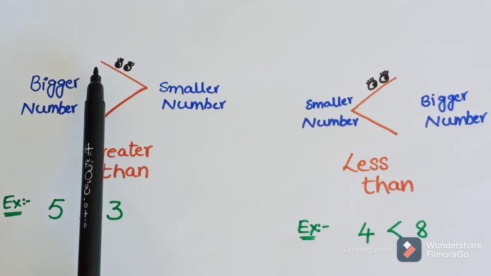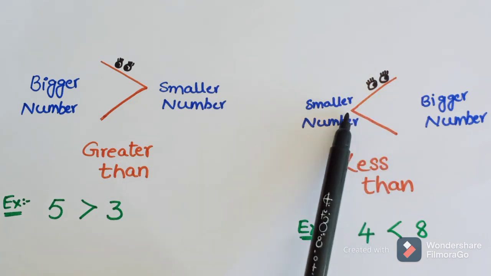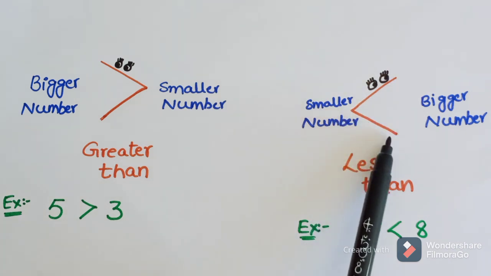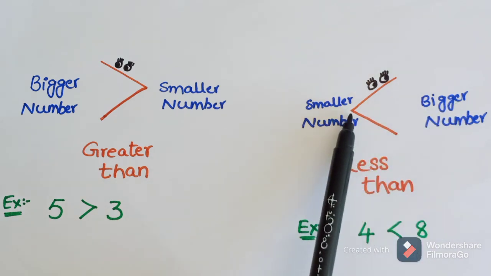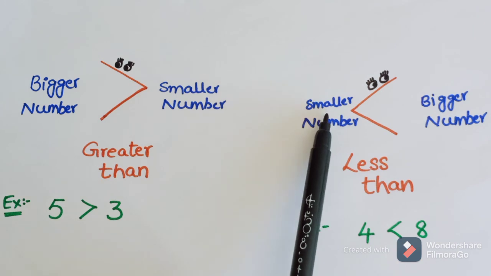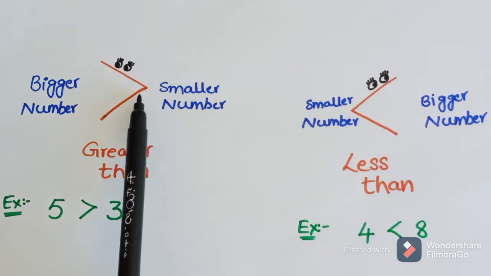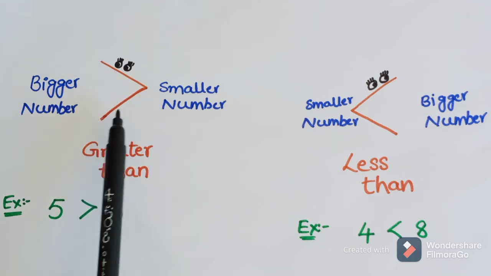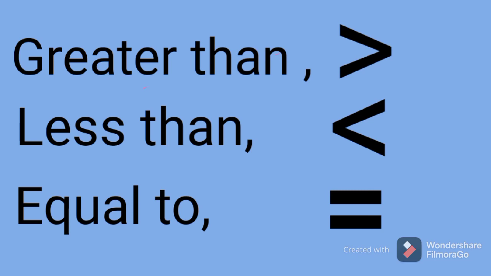This is the open end and this is closed. This is the less than symbol, it is open end. The open end is focusing towards the bigger numbers and the closed end is focusing on the smaller numbers. The arrow is pointing towards the smaller numbers. Here also the arrow is pointing towards the smaller numbers. Have you understood, children, these mathematical symbols? Greater than, less than and equal to.